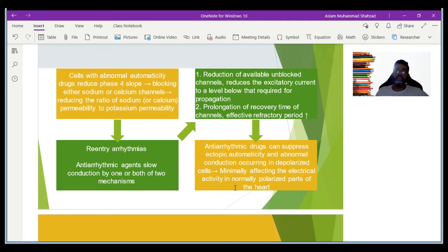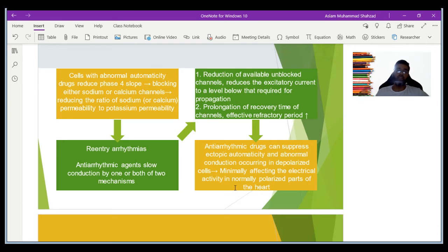Or the second thing is that we can prolong the effective refractory period. By prolonging the effective refractory period, it can also help in reducing cardiac arrhythmias. So antiarrhythmic drugs can suppress the ectopic automaticity and abnormal conduction, especially in depolarized cells, and then minimize the effect on the electrical activity in the normally polarized part of the heart.